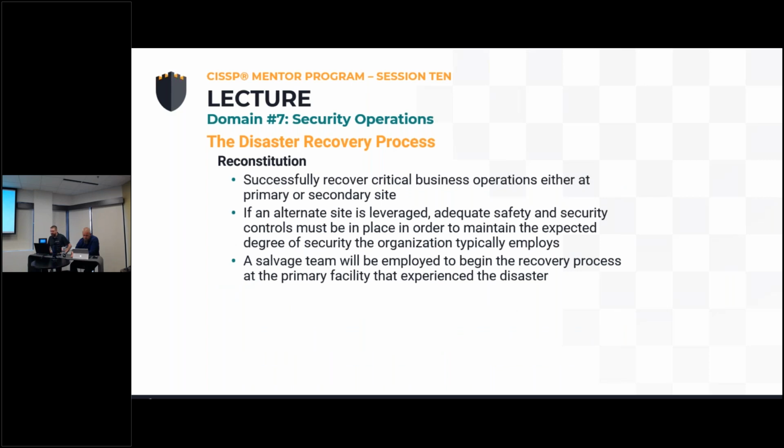So reconstitution is recovering that business operation, either primary or secondary. One thing to remember is if you are at a secondary site, the same safety and security controls have to be in place. Just because we're at a secondary site doesn't mean that the classification of the data or the systems has changed. So if we have sensitive information, PHI, we can't just suddenly have the doors open and anybody can access it because we're at a secondary site.